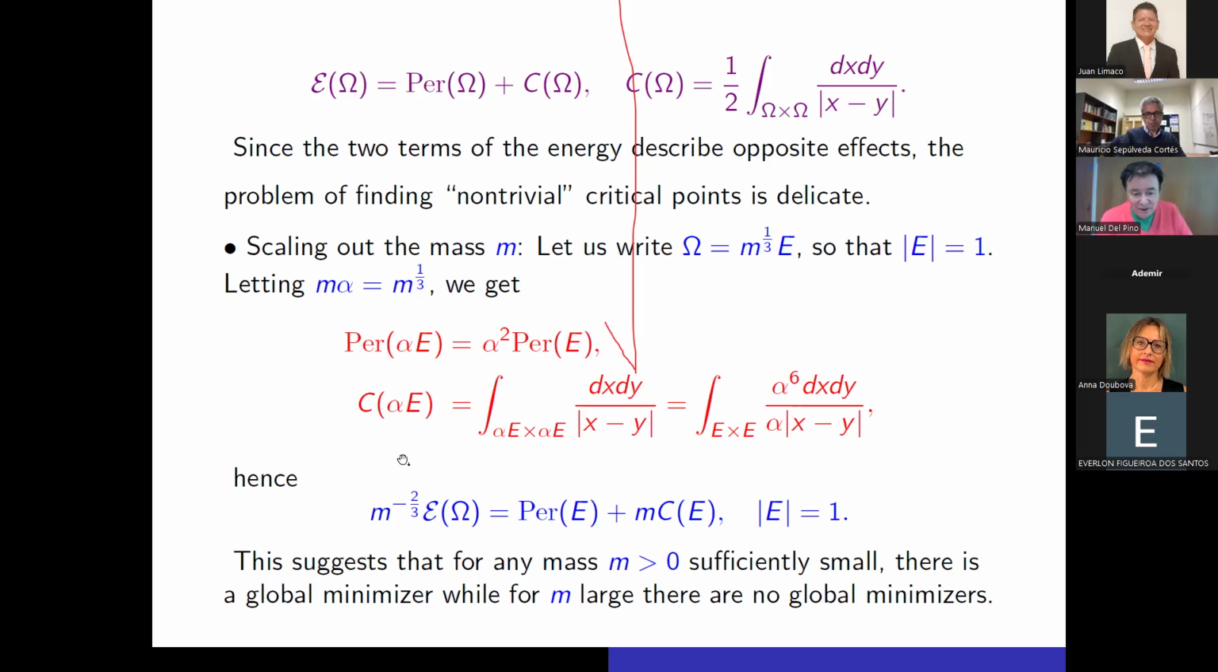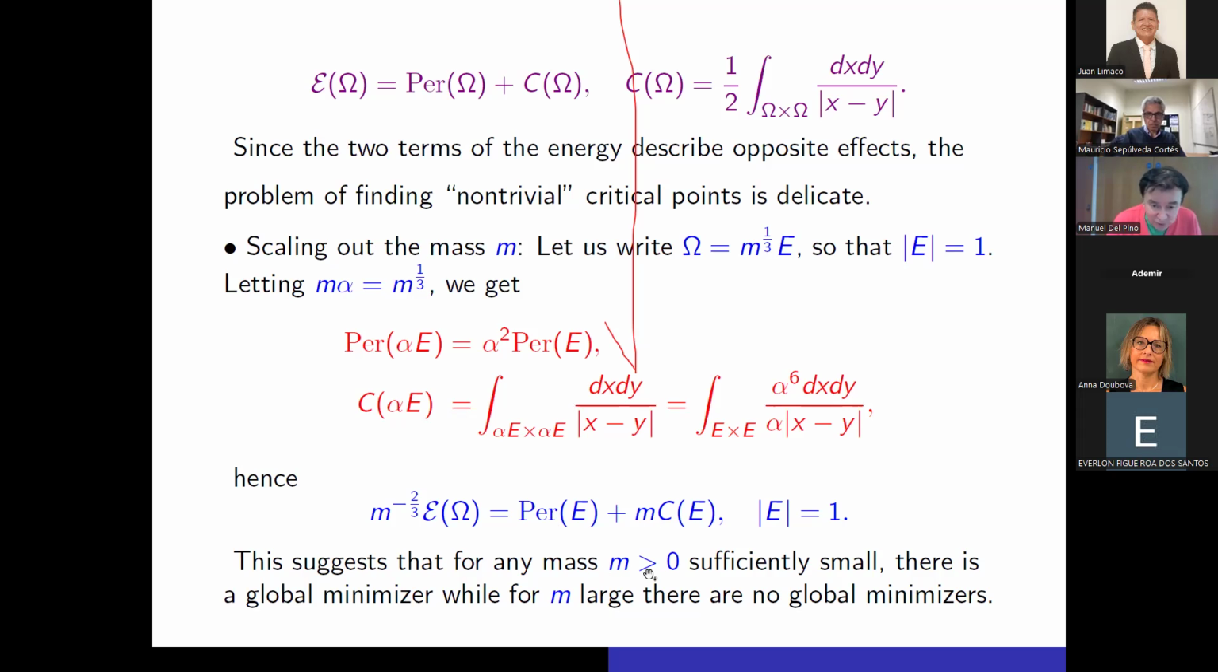And here is the relationship between the energy of omega and the corresponding energy for E. The energy of omega times this constant is equal to the perimeter of E plus the number m times the Coulombian interaction at E. And this suggests the following. Even though these are opposite effects, if m is small, for instance, this term is weaker, right? And we know that there are minimizers of perimeter with volume 1, and in fact these minimizers are balls. So it is plausible that we will actually have minimizers if m is small.